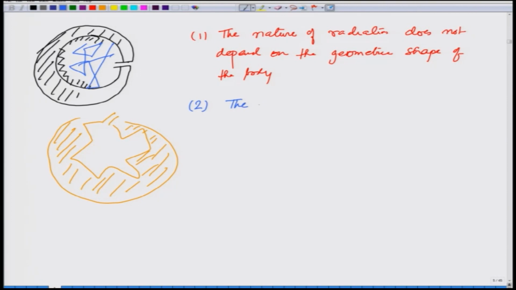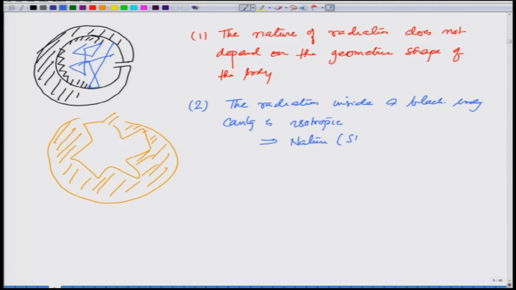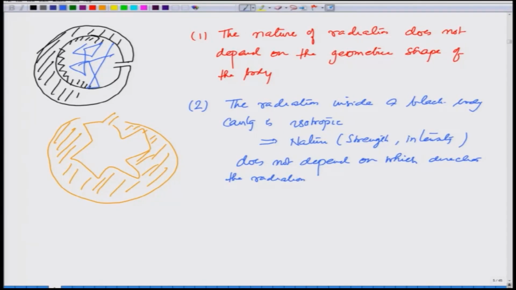Number 2, the radiation inside a black body cavity is isotropic. What that means is nature, including strength, that means intensity, does not depend on which direction radiation is coming from.